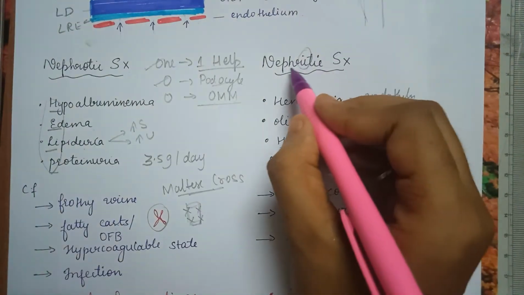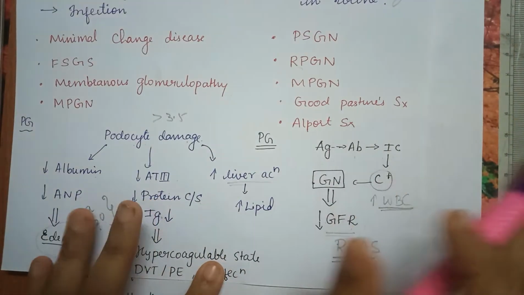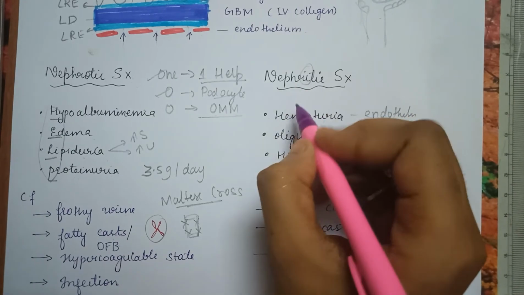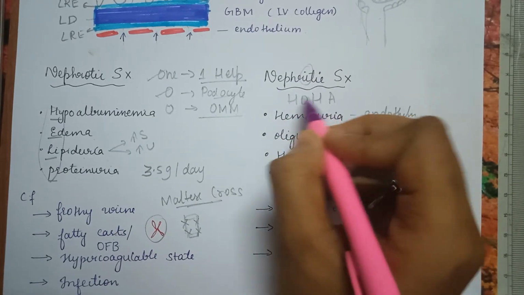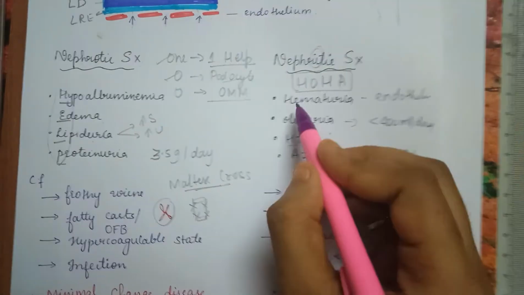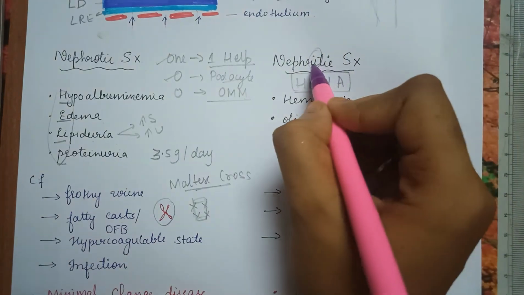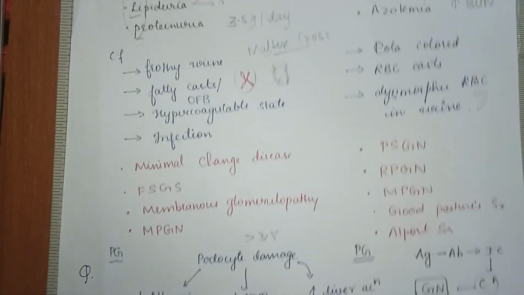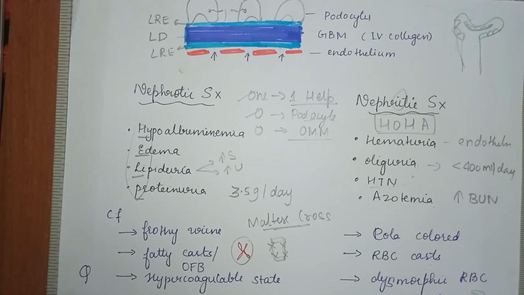Done. Again, as I told, in nephritic, I is for immune complex. So the entire pathogenesis you understood. And the universal mnemonic to remember nephritic syndrome is HOHA. This is not made by me. It is used in all medical colleges. HOHA: hematuria, oliguria, hypertension and azotemia. And I shows immune complex and entire pathogenesis. So this is just the brief introduction about nephrotic and nephritic.